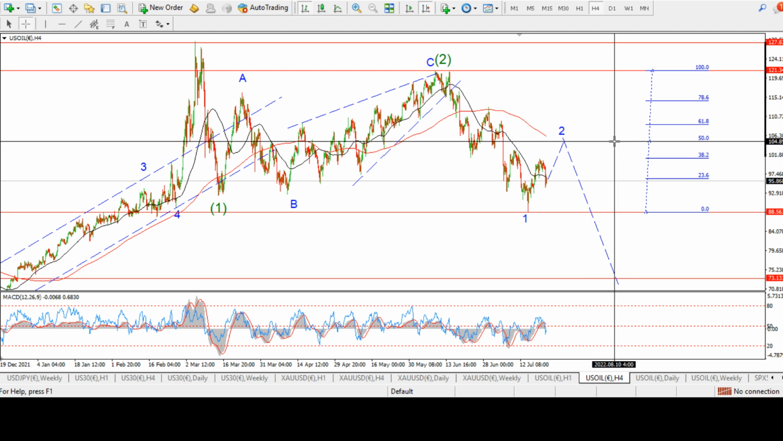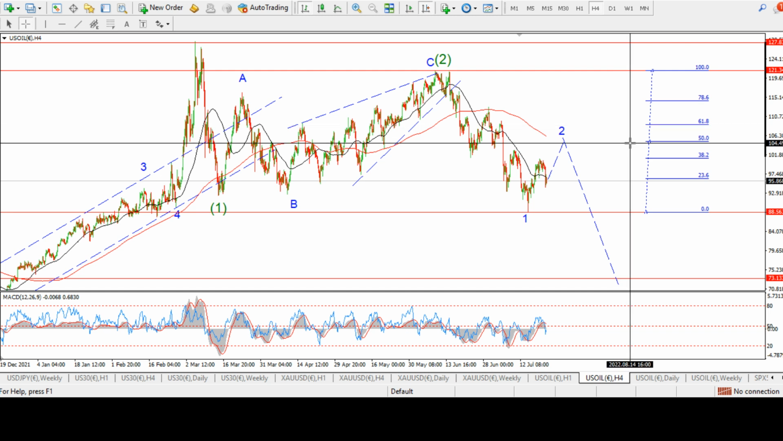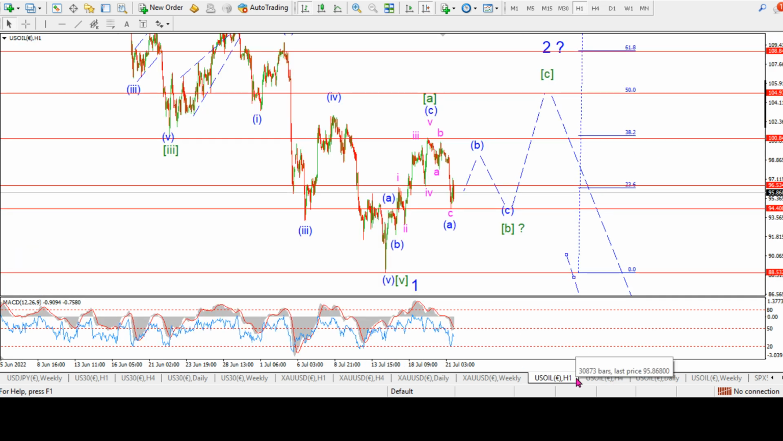I would suggest probably about 104, 105 towards the 110 area again. So between 50 and 62% for wave 2 to complete. I think that's a reasonable target for 3 waves up in wave 2. So let's get into the hourly count here.